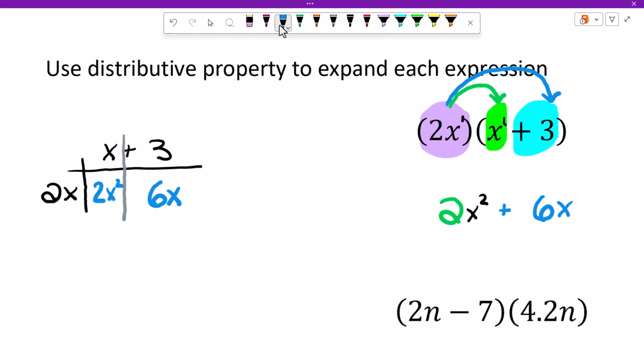So I like this because it's much more visual. You're less likely to make mistakes with the signs and everything involved. But it does take a bit more time. So you have to write it off to the side. Then when you have all the pieces, you got to put the pieces together into an expression. 2x squared plus 6x, like that.